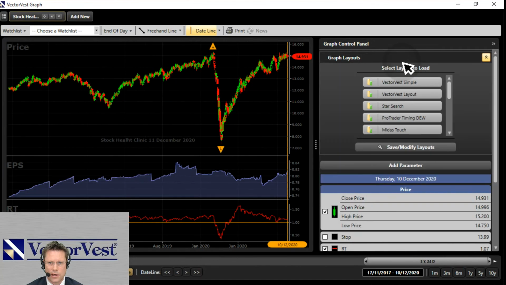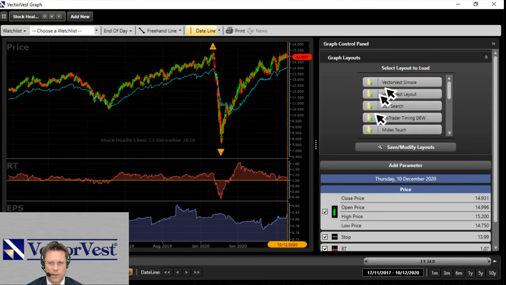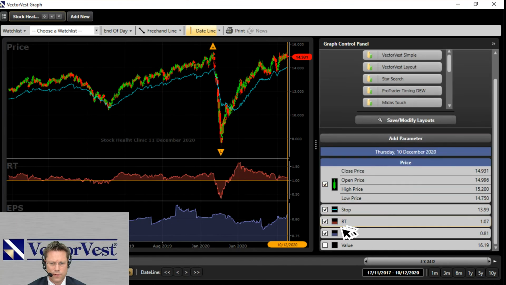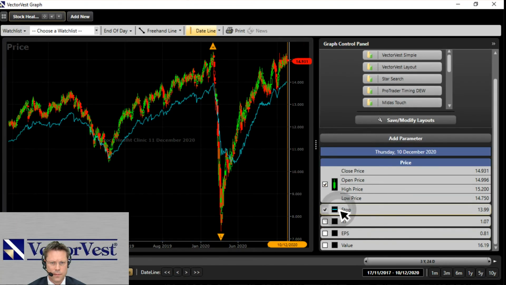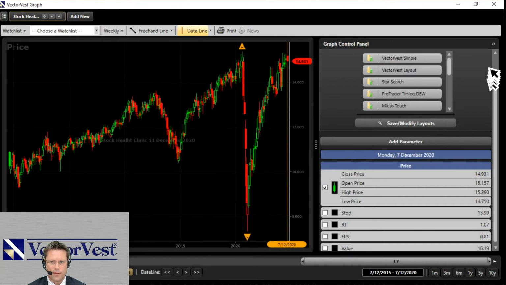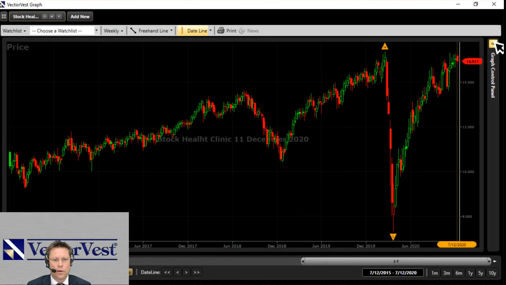So I'll just change the layout. I'll make it nice and simple to begin with. So VectorVest simple on the graph layout here. Don't worry, we'll cover that shortly. Let's just minimize that for now, and I'll turn off all this for now. I just simply want us to look at a 5-year view. I'll pull it back 5 years. A 5-year view of the stocks that you've given us. All right, so this is the 5-year average.